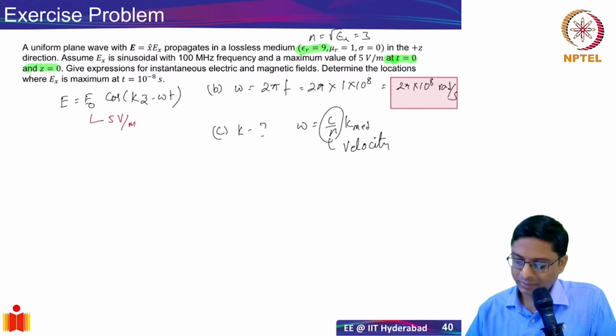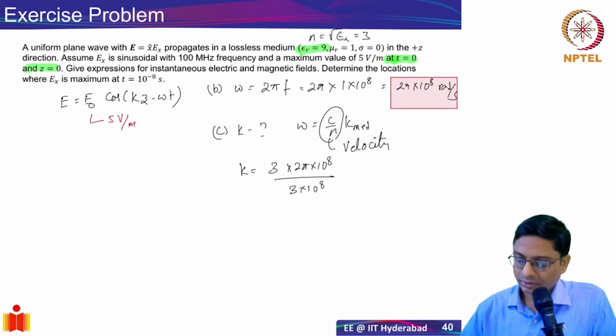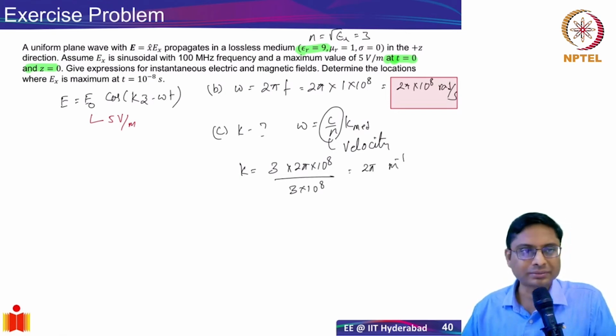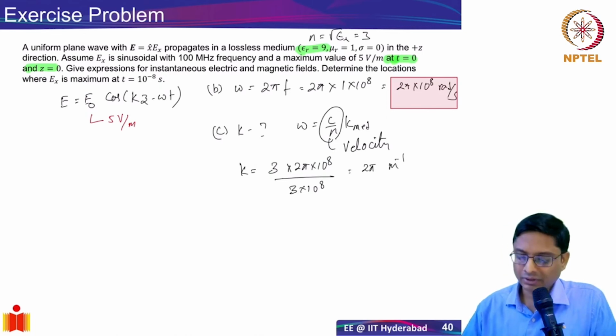K is going to be omega. Okay, let me try that. K is going to be omega times n, with n being 3, and this is going to be 2 pi times 10 power 8 divided by c, which is 3 times 10 power 8. So that is going to be 2 pi. The units are meter inverse for k. All right, so this is my second item.